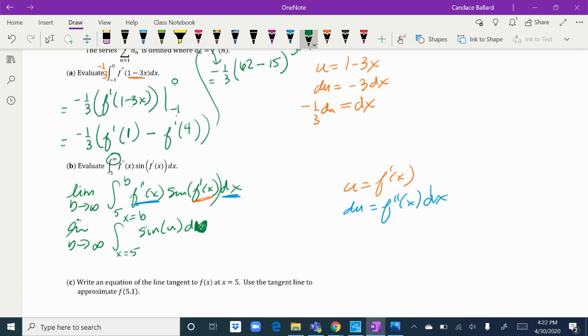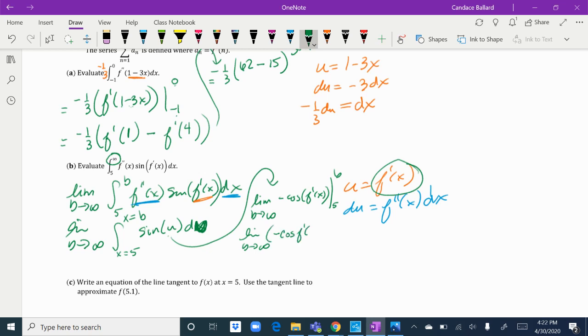So I'm going to integrate. So when I integrate sine, I get back to negative cosine. I still have the limit as b approaches infinity of negative cosine. Instead of writing u, though, I'm going to go back to my f prime of x. And then I don't have to write the x equals anymore, because I'm back in the right variable. All right, and then I've got the limit as b approaches infinity, and I'm going to go ahead and plug in my b and my 5. So negative cosine f prime of b minus negative cosine of f prime of 5.